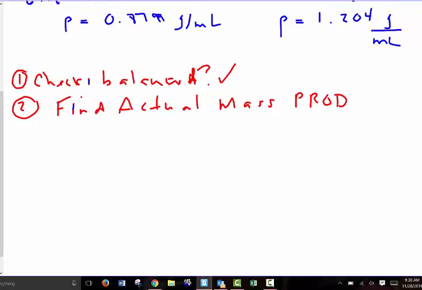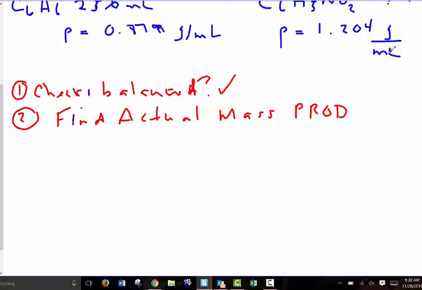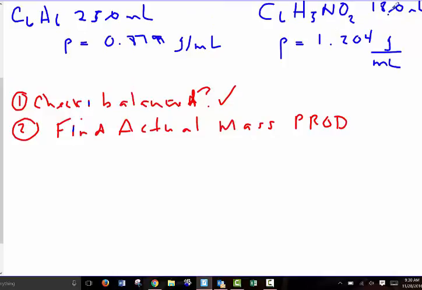Okay, so let's go ahead and do some work here. So let's find the actual mass of product. What we're going to do here, if I go up a little bit, we are given the mils of product and we're given the density of product. So we're going to have to change from mils into grams in order to calculate this. Okay, so let's go ahead and do that.